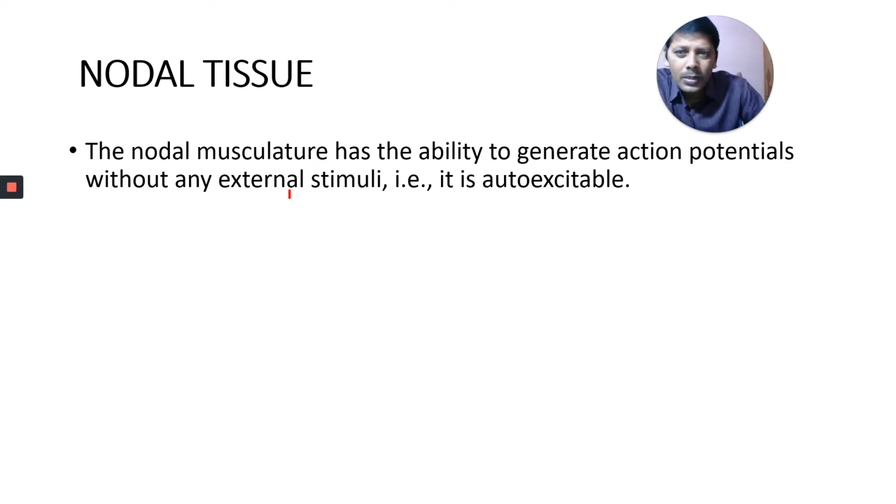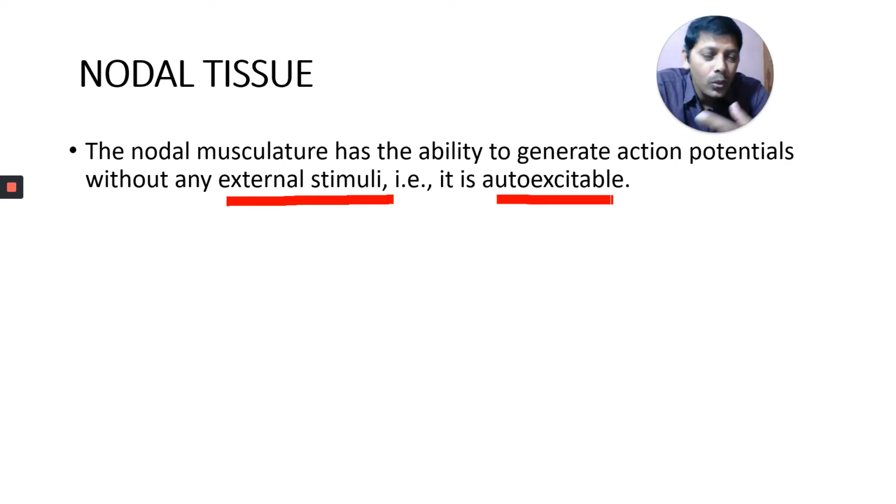The nodal musculature has the ability to generate action potential without any electrical stimuli. That means our heart is auto-excitable. If you take cockroach heart, that is called neurogenic heart. That means cockroach heart receives some nerve impulse from outside to contract. But our heart, without any electrical signals from the outside, can contract and relax on its own.